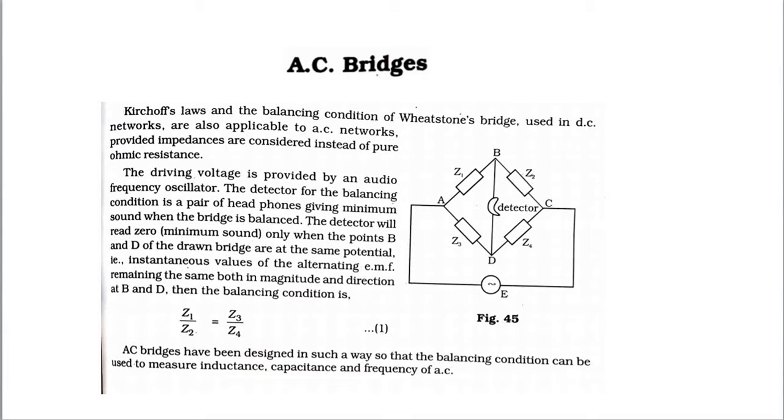In our plus 2 classes, we discussed DC bridges like Wheatstone's bridge, a Carey-Foster bridge, etc. Here we are discussing the AC bridge. The main difference between a DC bridge and an AC bridge is that instead of resistors, as in the case of a DC bridge, here instead of resistors, we will use inductors, capacitors, etc.